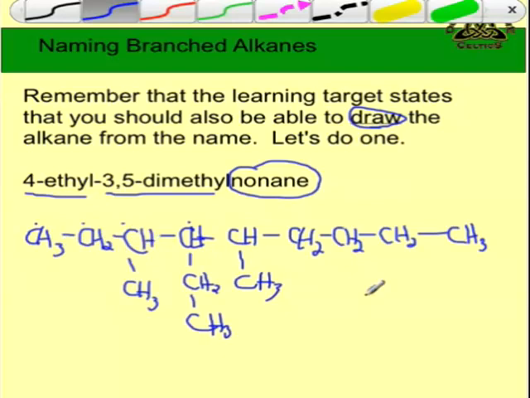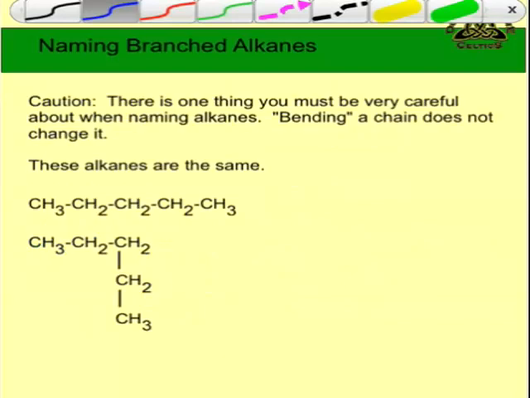So what we've done here is taken the name 4-ethyl-3,5-dimethylnonane, and we've systematically written the structural formula for this branched alkane. There is one caution that you need to be aware of when you're working with branched alkanes, or non-branched alkanes for that matter. Bending a chain does not change it.